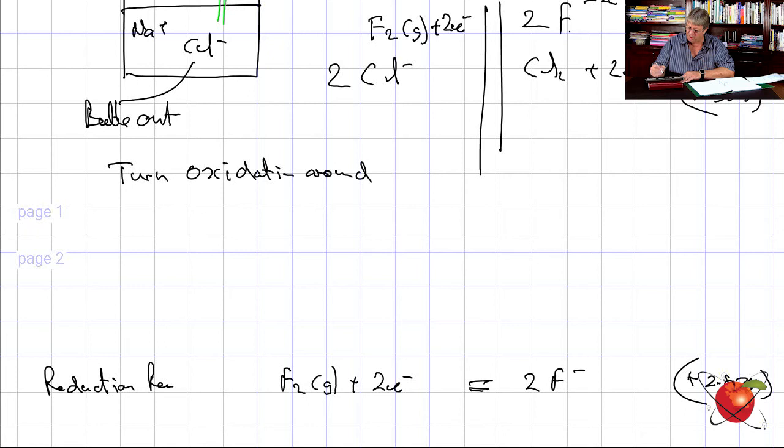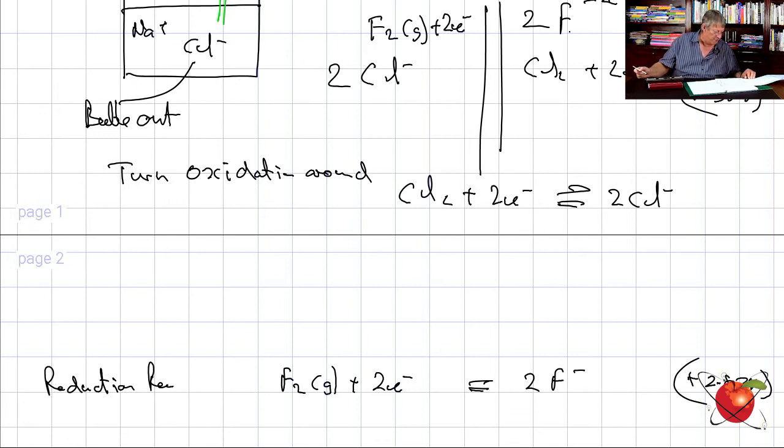The only reason we do this is just so we can see it on the table. We're not making it oxidation, oxidation, or reduction, reduction. It's just so we can see it clearly on the table. So I say it's Cl2 plus 2 electrons going to 2Cl minus.